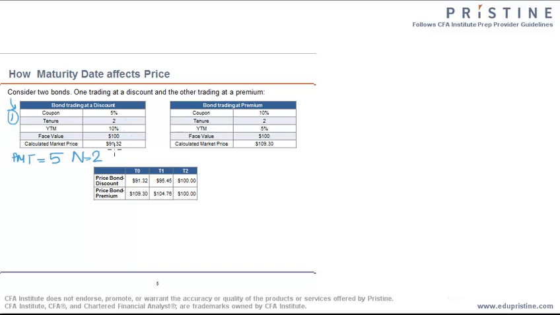The interest per year is equal to 10. The future value is equal to 100. Now, compute the present value, which is equal to $91.32. Since the present value is less than the face value, this bond is trading at discount.